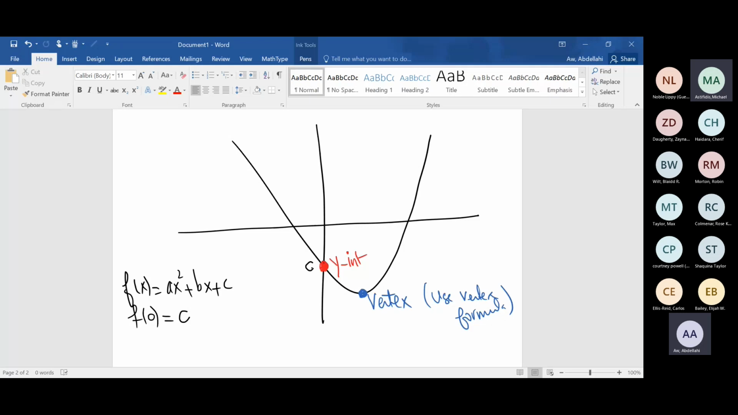Now, what are the two other points that are very, very important? These 2 points right here, if they exist. And what are they? They are the x-intercepts, right? Sometimes they don't exist, okay? Sometimes you have only one x-intercept. Sometimes you have no x-intercept, okay? And how do we get these?